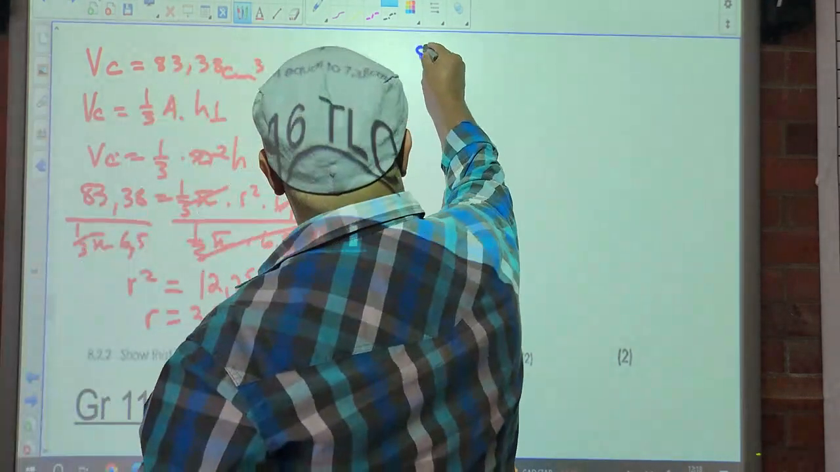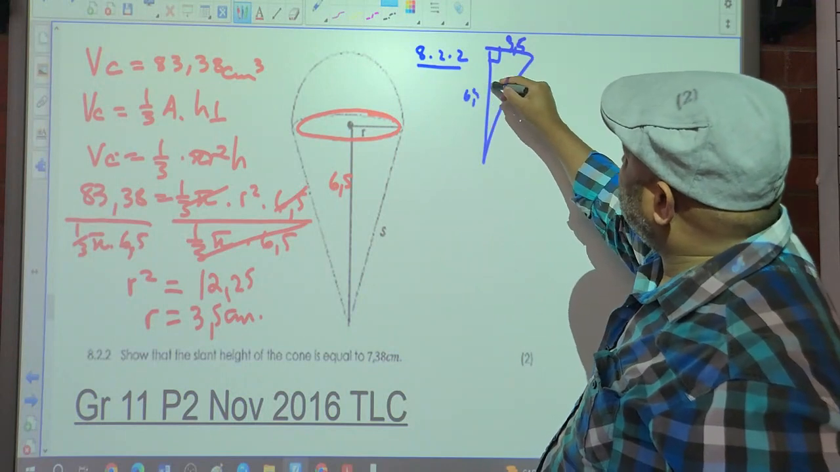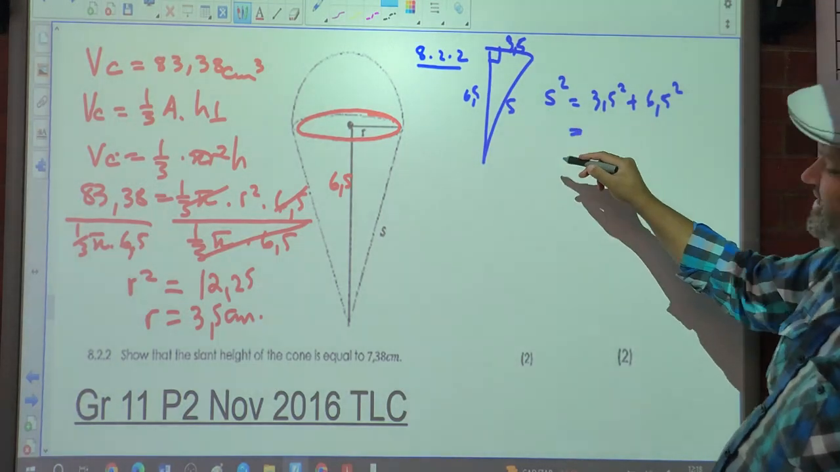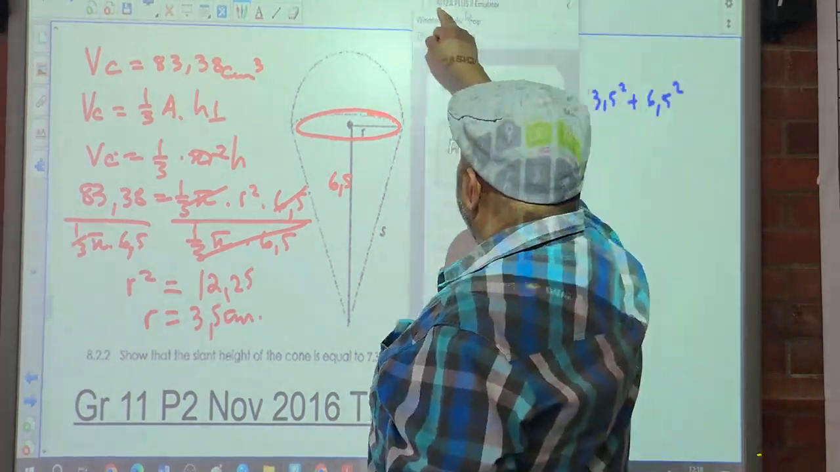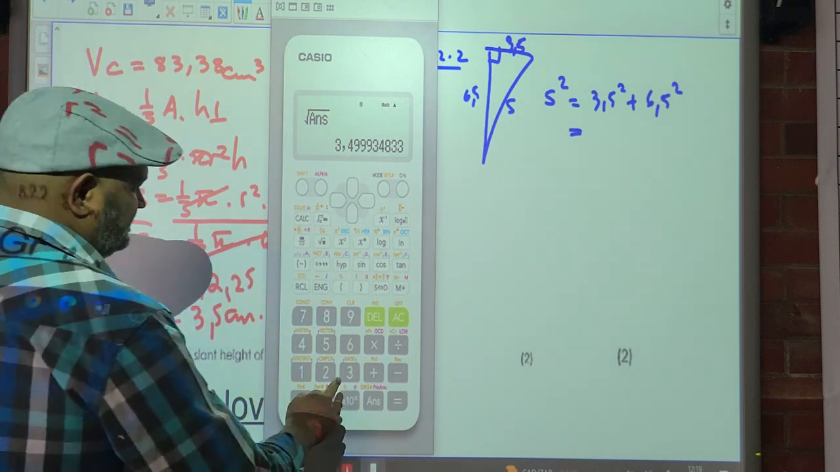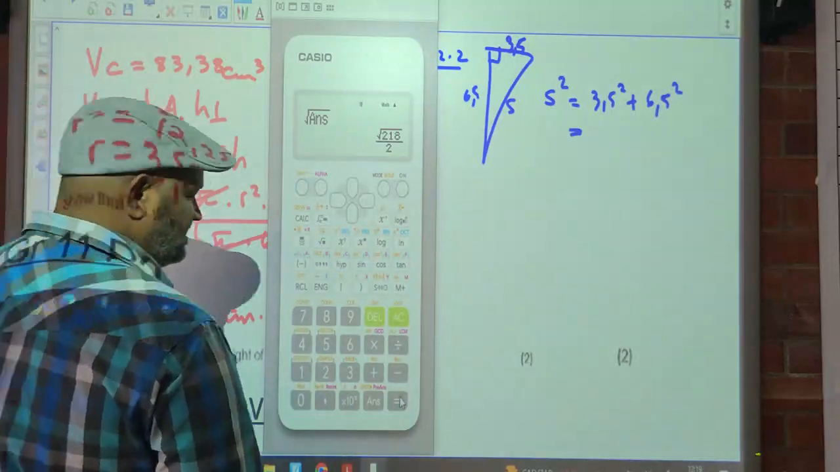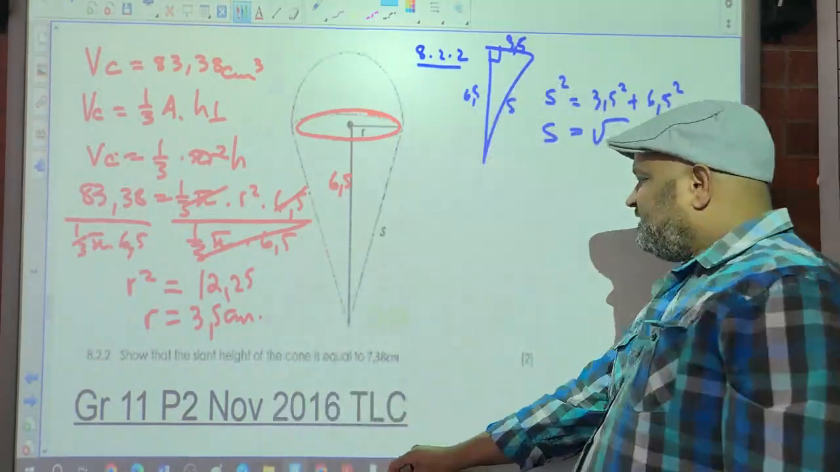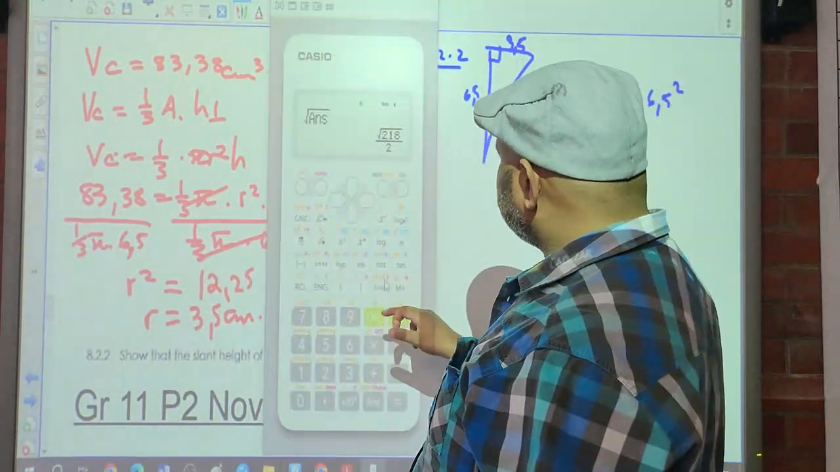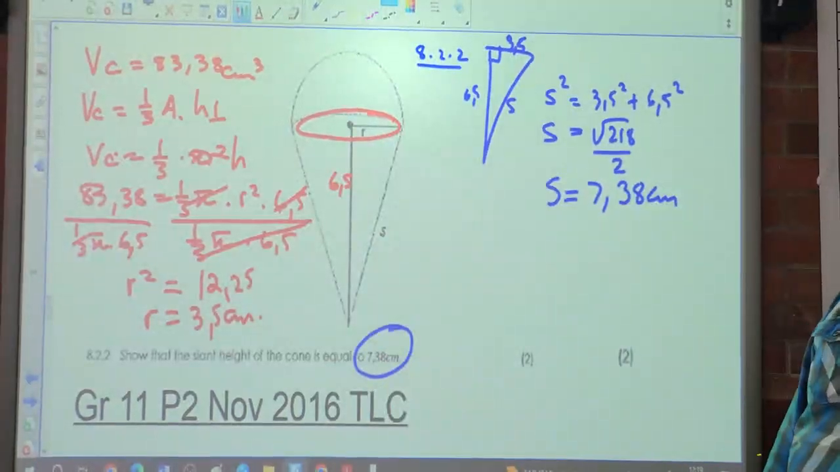So, that's 3.5 there, 6.5. So the slanted height squared is equal to 3.5 squared plus 6.5 squared. Do I need a reason here? No. I need a reason in Euclidean geometry, unless a question states with reason, then you give a reason. Okay. It's 3.5 squared plus 6.5 squared. The square root thereof is going to give us the square root of 218 over 2, which is also equal to 7.38 centimeters, which confirms that answer there.